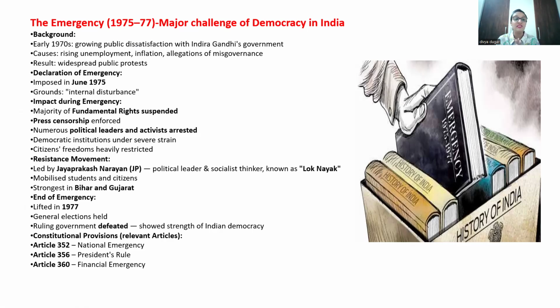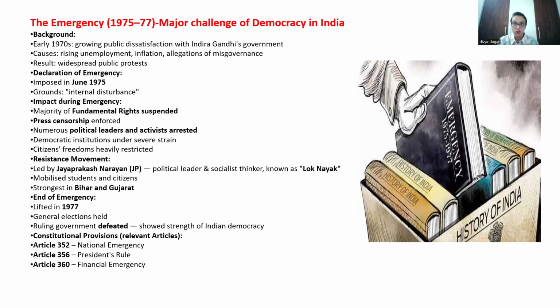And this emergency ended in 1977. You know how it ended? It ended with the condition that a general election would take place, and people voted in this election, and the ruling government was defeated. So that is the strength of democracy, students. It means people have the power to throw out a government which is not functioning properly. That is what this case study is trying to tell. So this was the case of emergency.